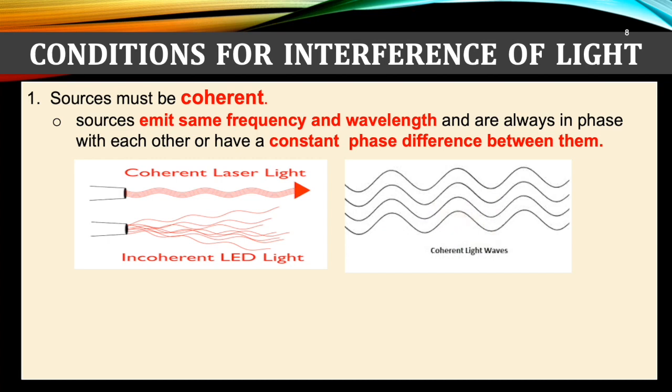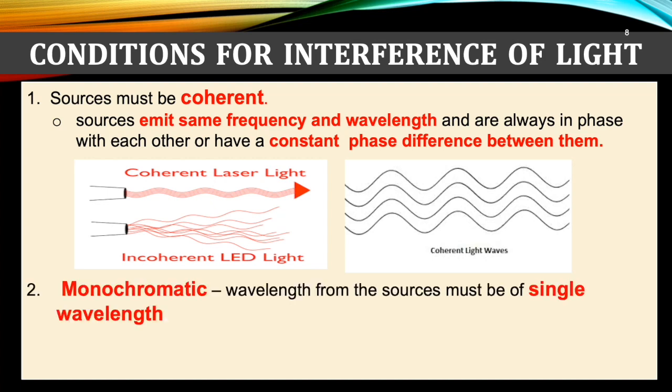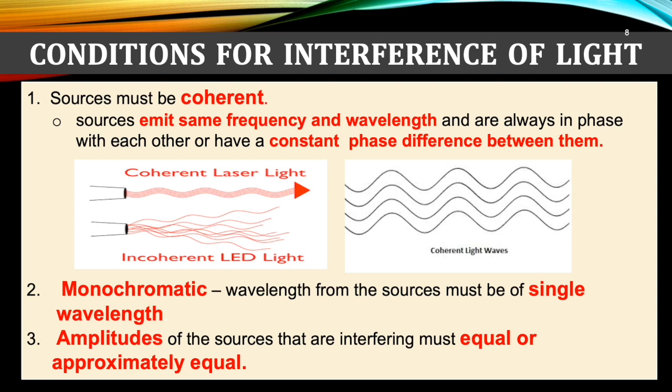And the second condition for interference of light is monochromatic sources, which means the wavelength from the sources must be of a single wavelength. And the last one is that the amplitudes of the sources that are interfering must be equal or approximately equal.